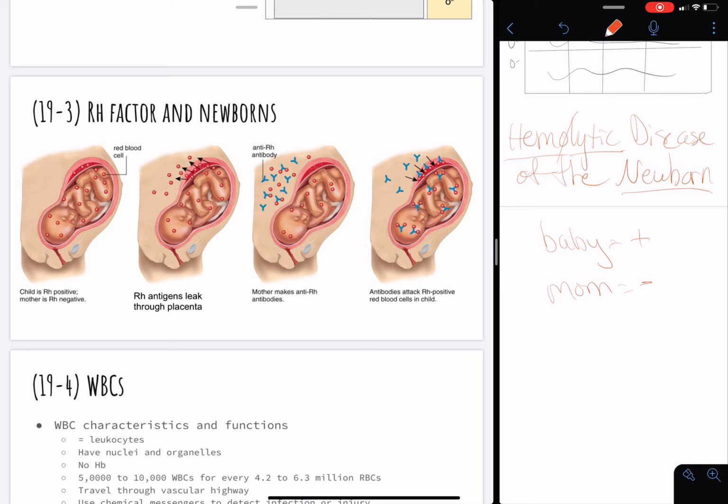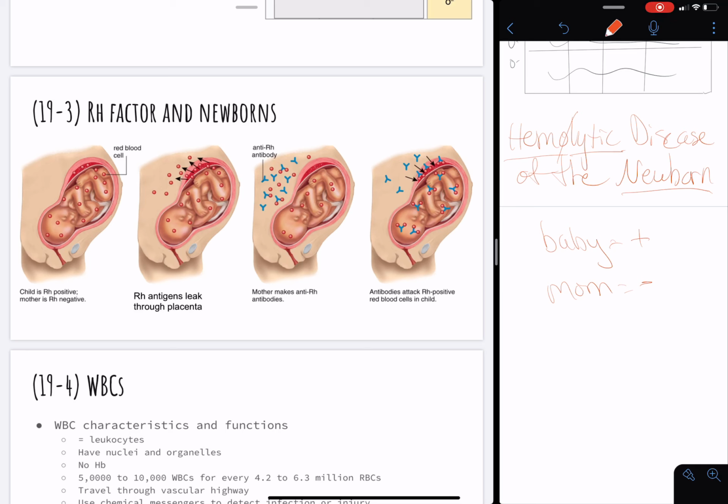Red blood cells are too big. They do not cross over the placenta. So mom's blood and baby's blood do not mix. I repeat, mom's blood and baby's blood do not mix. But the antigens that baby's producing are small enough that they can cross over the placenta. They're really, really small proteins. And when baby's positive Rh factor starts to cross over the placenta, mom's immune system is like, whoa, who are you?